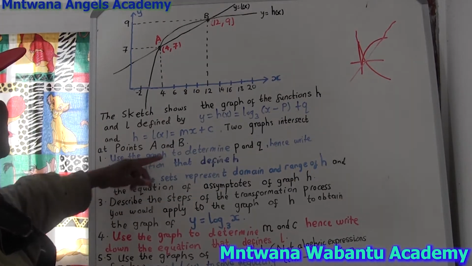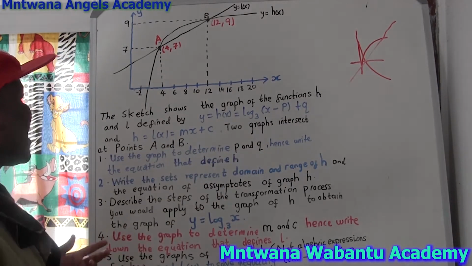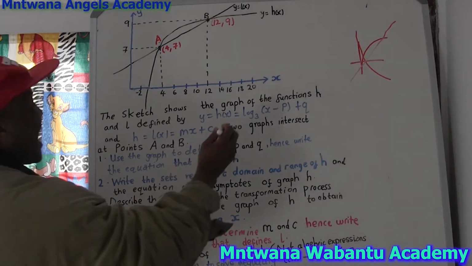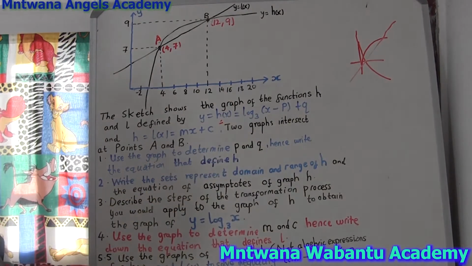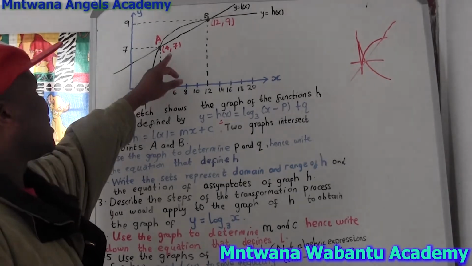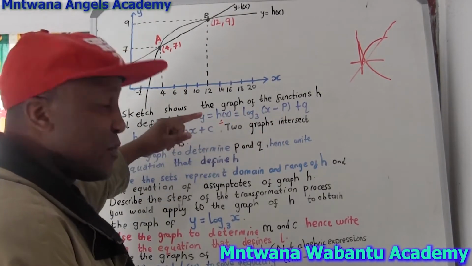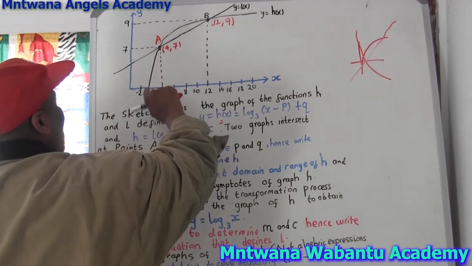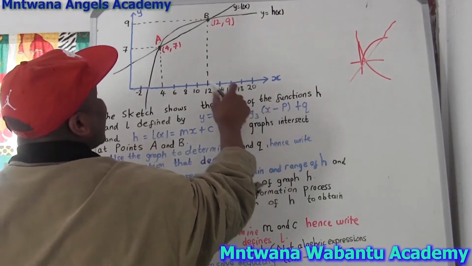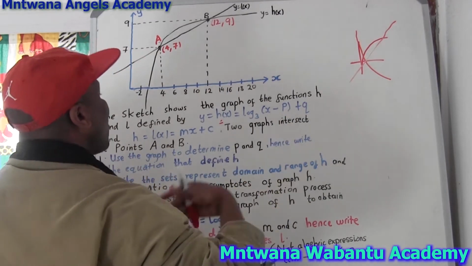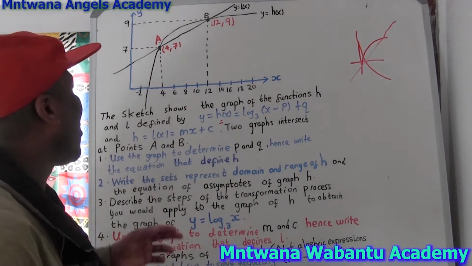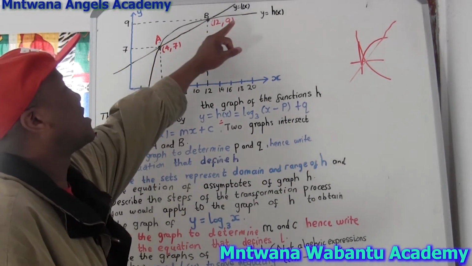Now what do they want? Use the graph to find P and Q. But where are P and Q? P and Q lie on h of x. So for that case, I'm going to use this coordinate, because P is on the logarithmic function. I'm going to take the first coordinate and substitute in this logarithm, and the second coordinate as well, and then solve normally. Why do I do that? Because these points lie on the logarithm.